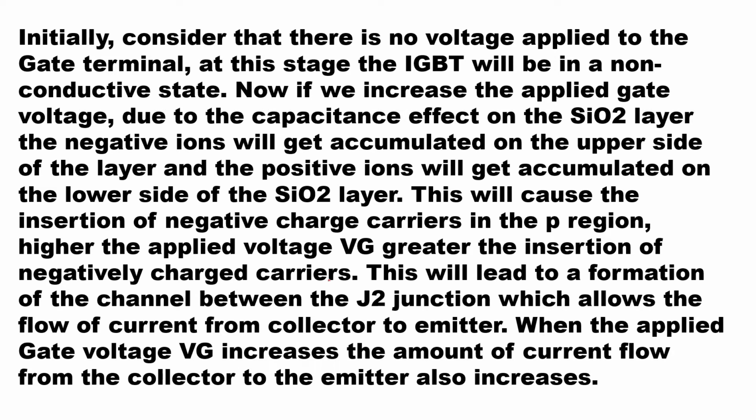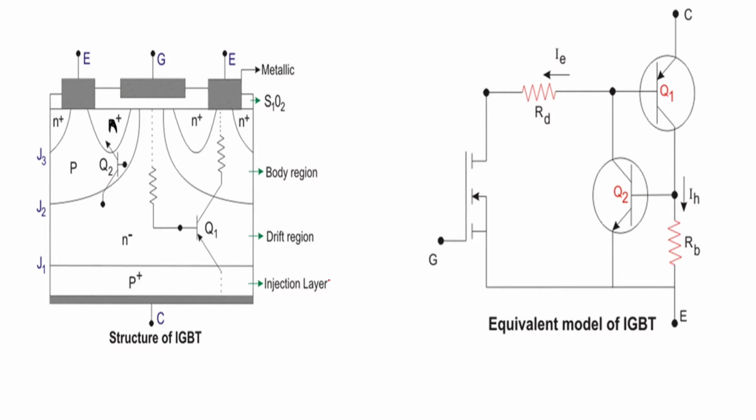When the applied gate voltage Vg increases, the amount of current flowing from the collector to the emitter also increases. This is the basic working when you look at the structure of the IGBT. So that explains the structure and working of the IGBT.